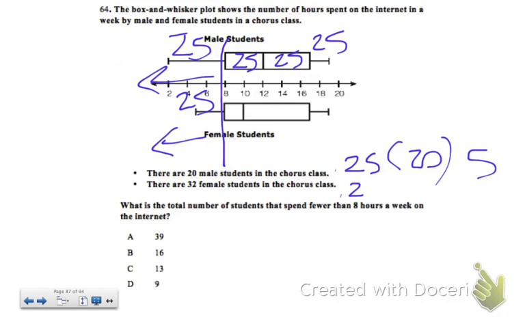And then what's 25% of 32? Well, 32 divided by 4 is 8. 8 plus 5 is 13.